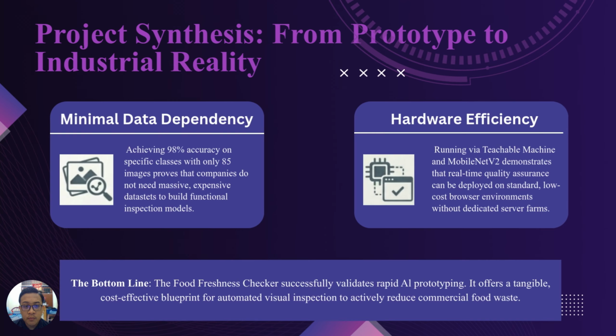fluctuations during training. Last one, project synthesis. From prototype to industrial reality, minimal data dependency. It can achieve 98% accuracy on specific classes with only 85 images, proof that companies don't need massive, expensive datasets to build functional inspection models. Hardware efficiency. Running via Teachable Machine and MobileNet V2 demonstrates that real-time quality assurance can be deployed in a standard, low-cost browser environment without dedicated server time.